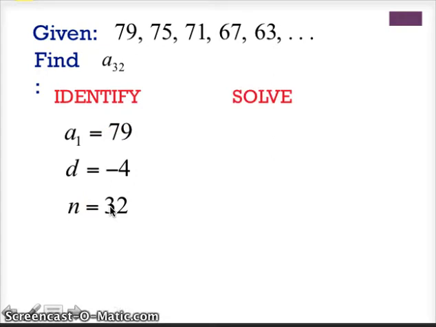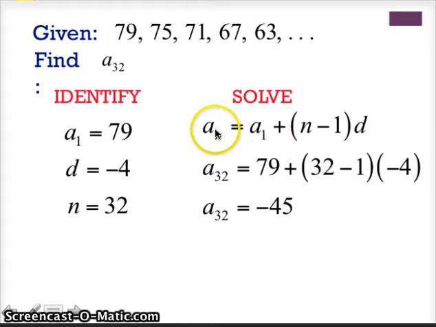So now, in order to solve this, we just need to plug into our formula the things that we were just saying. So we have the formula here. We're just going to plug in the various things that we just identified into the formula. Substitute N to be 32, A1 79, the difference to be -4, and we solve and we get -45 for the answer. So just plug in.